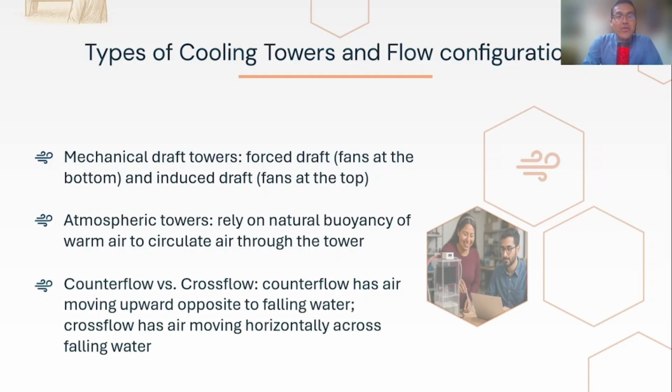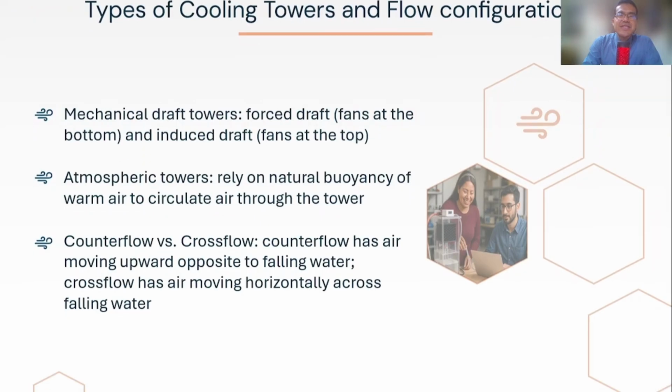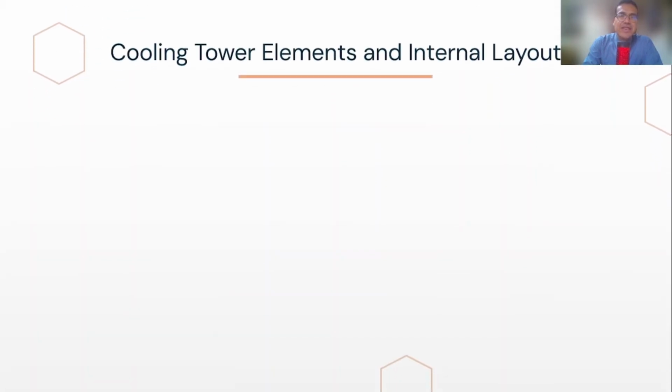In terms of flow arrangement, we distinguish between counterflow and cross-flow designs. In counterflow towers, air moves upward in opposition to the downward water flow, providing efficient heat exchange. In cross-flow towers, air moves horizontally across falling water, offering lower pressure drops but slightly reduced efficiency. Each configuration has advantages depending on the application and the available space.